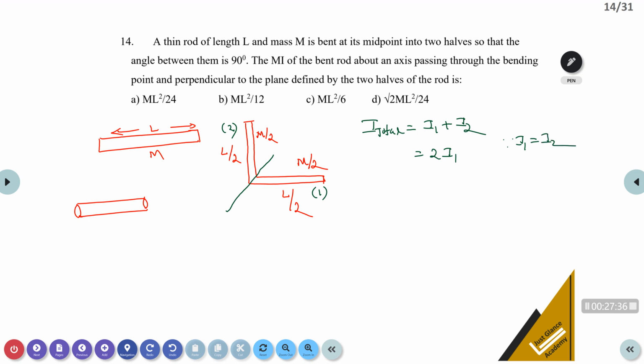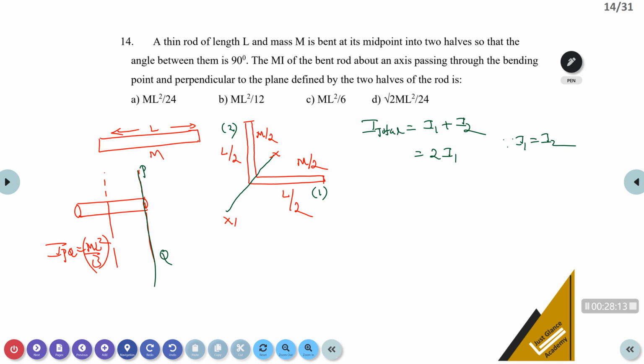Fine. We know the axis is here, this is the x dash, with P and Q and the center. What about the axis passing through one end? What is the formula for that? We know that I_PQ equals ML square by 3. We know this formula.